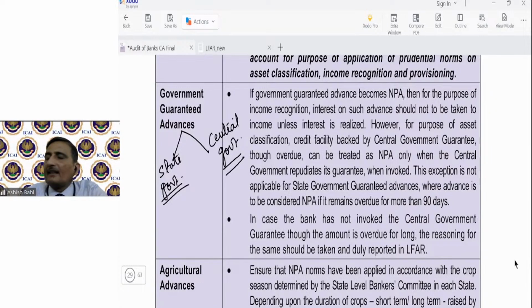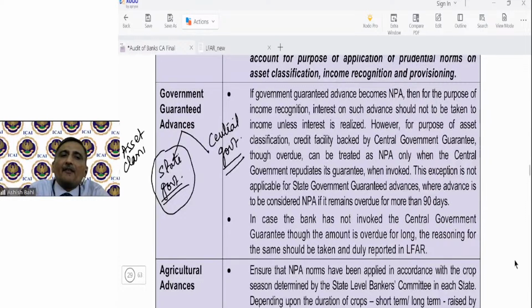Okay, so as far as state government guaranteed advances are concerned, there is no effect either on asset classification or on income recognition. Say if an account has become overdue and the amount is guaranteed by the state government, then it would be classified as NPA according to the norms, and the income would also be recognized only on the basis of recovery. Income in respect of the same would also not be recognized in accordance with RBI guidelines.